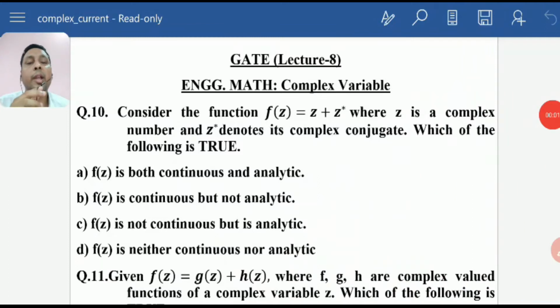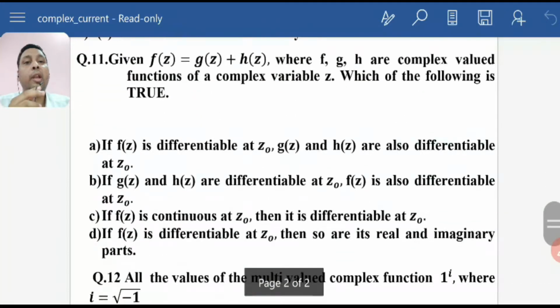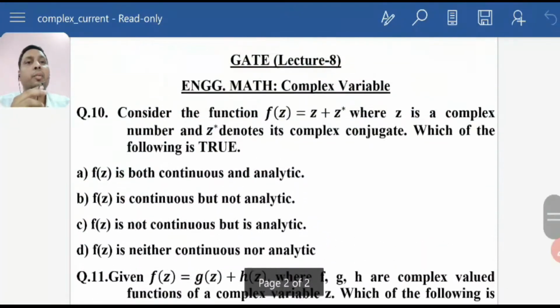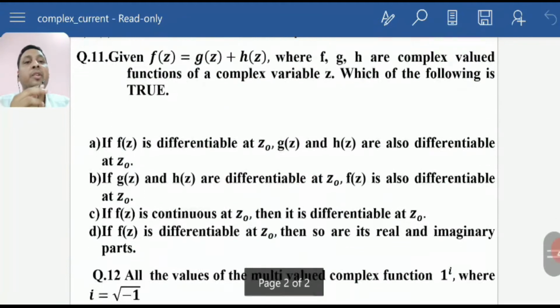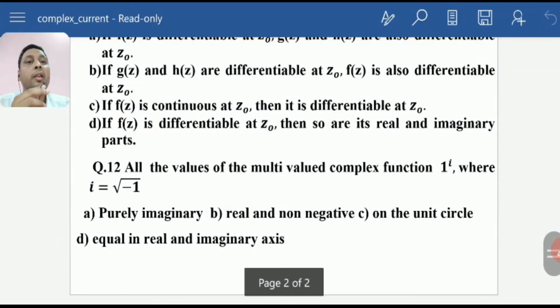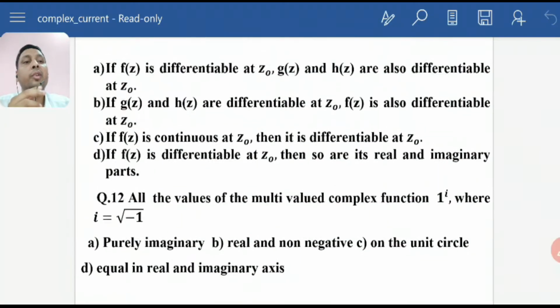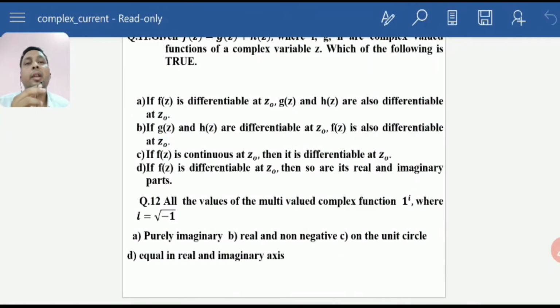Students, welcome to lecture 8 of this GATE Engineering Math Complex Variable series. Today again I have taken 3 questions, question number 10, 11, 12. Some questions on the property of complex numbers, some on differentiability, and then again the indices of a complex number. So okay, let's see.